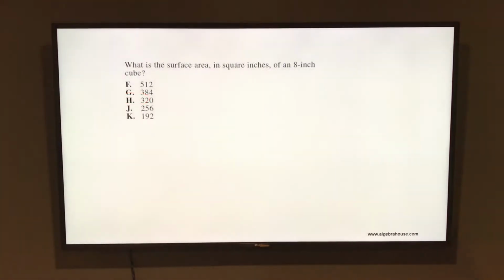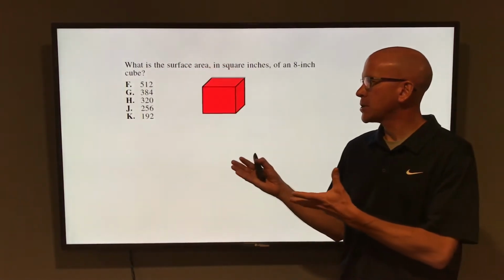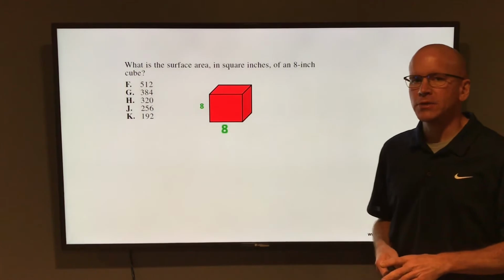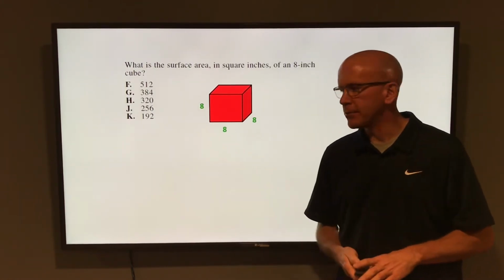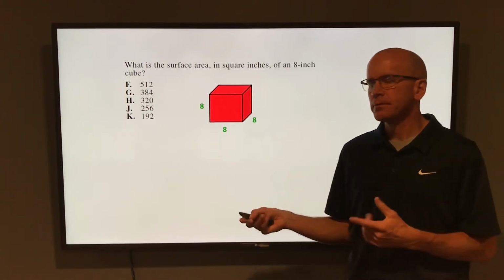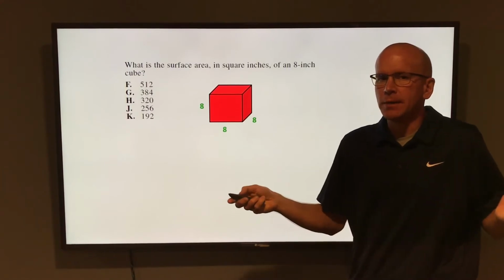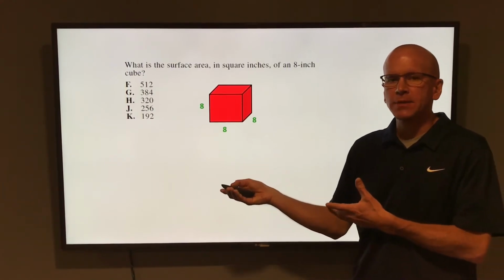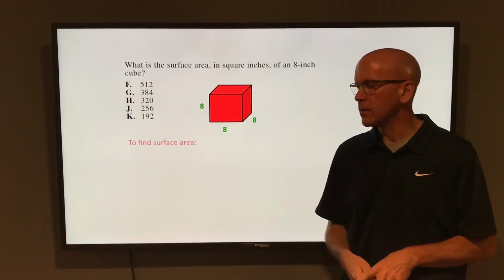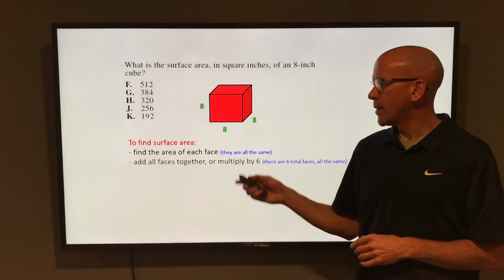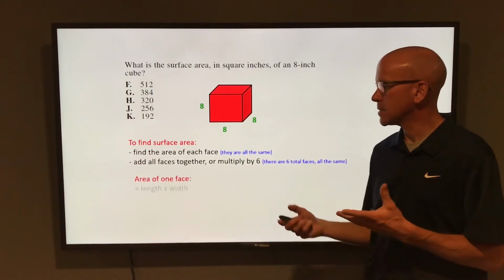Letter C. What is the surface area in square inches of an 8-inch cube? An 8-inch cube is a cube with all edges being 8. Surface area means the amount of area around the outside of the surface. There's a couple ways you could do this. One way is to find the area of each face and then add them all up, but they're all the same. So just find the area of one face and multiply by 6, because all 6 faces on that cube are the same.